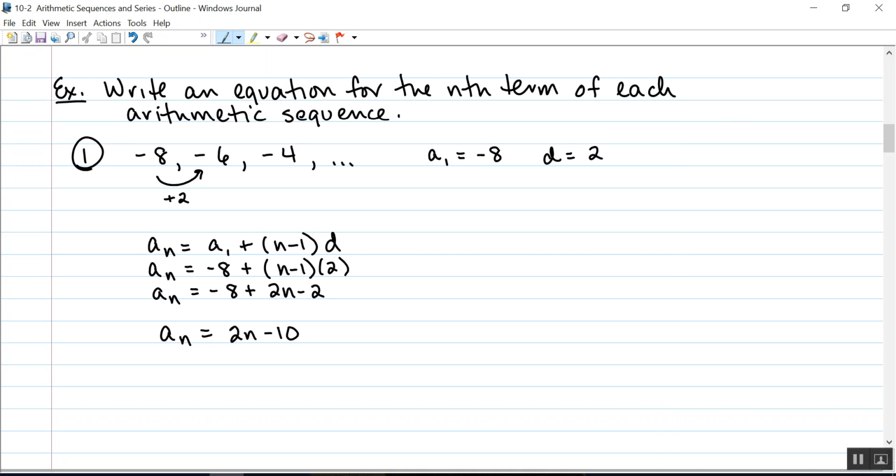Remember in the previous section how we talked about how an arithmetic sequence is linear. Well, this is actually the equation of a line. And as the equation of a line, it's written actually in y equals mx plus b form, where a sub n is equivalent to y, your slope is 2, n is my variable, and negative 10 is my y-intercept. So when you're writing the equation for the nth term, put it into this form. Kind of looks like y equals mx plus b.